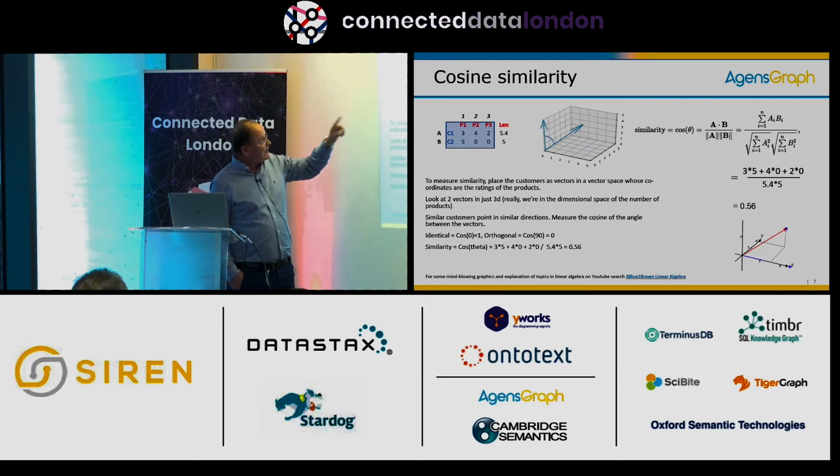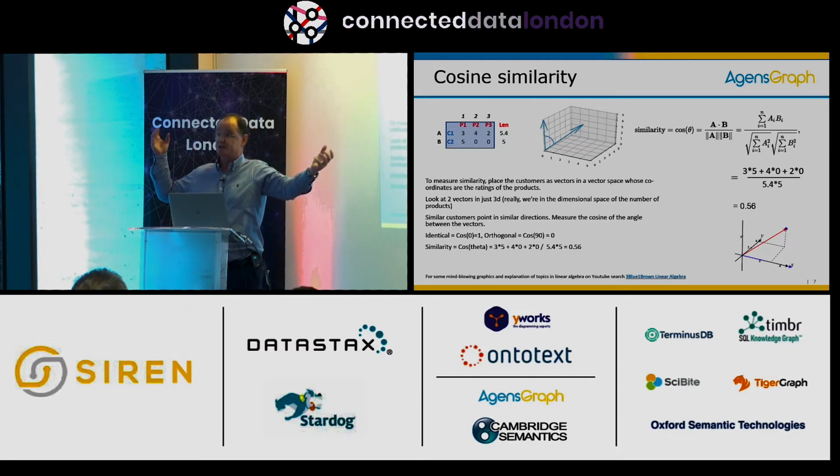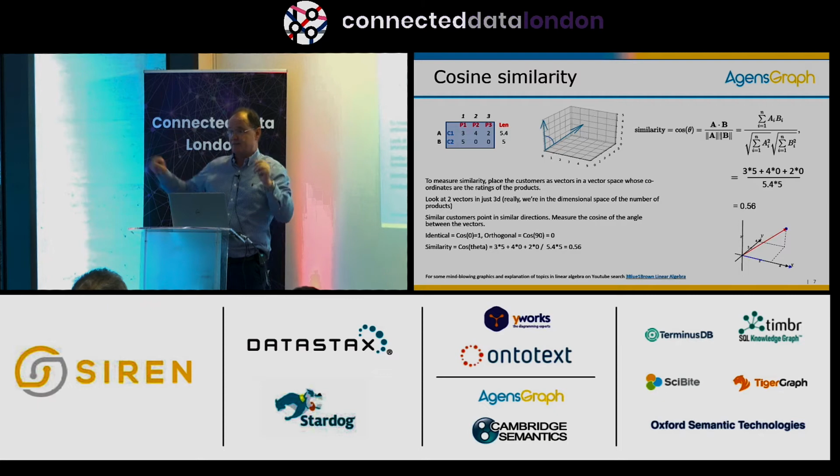What I'm going to do is imagine that each customer is a vector in a multi-dimensional space, a 10-dimensional space, because I have 10 products. Now, if they're really, really similar, they'll be pointing in the same direction. And consequently, the cosine of the angle between them will be very close to 1.